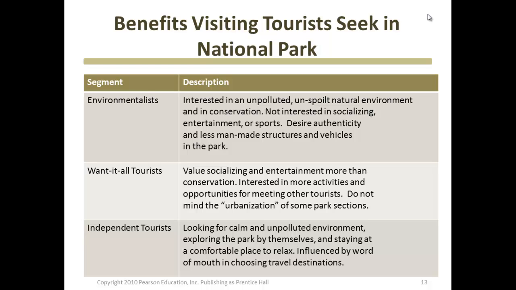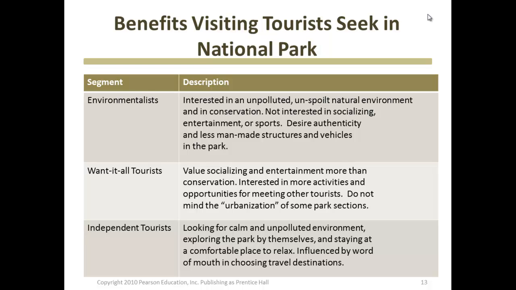Here is an example of benefits that tourists might obtain while visiting a national park. These benefits are categorized according to 3 segments. First of all, the consumers that are considered as environmentalists. Second, the tourists that want it all. And then third, the independent tourists.